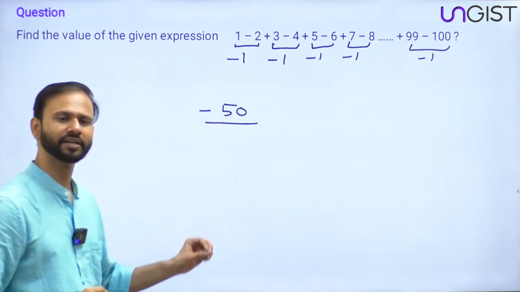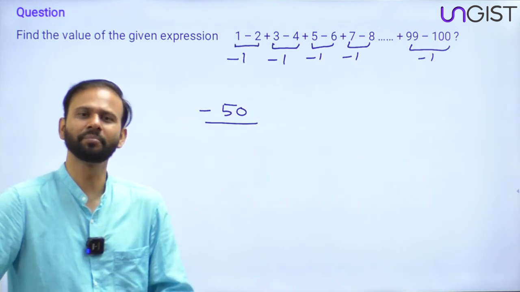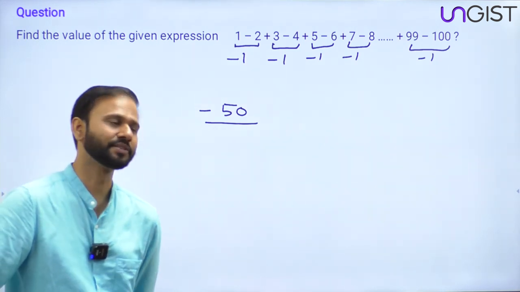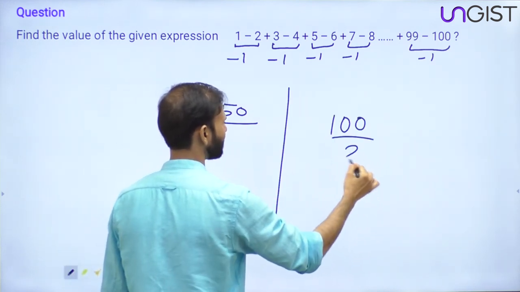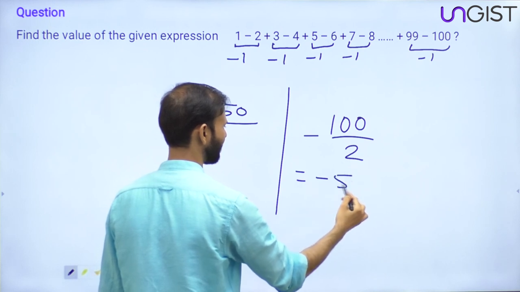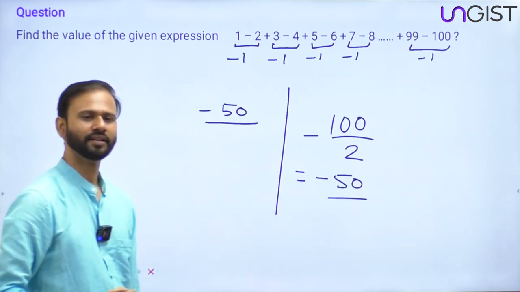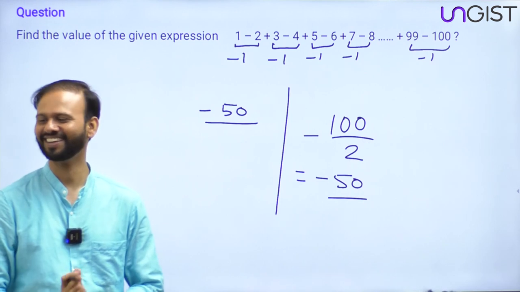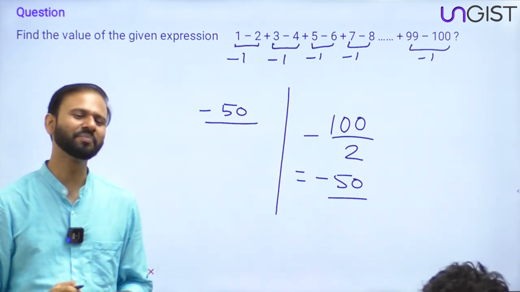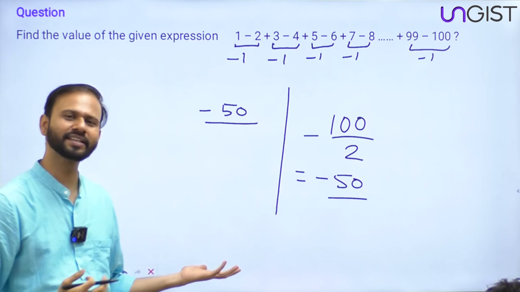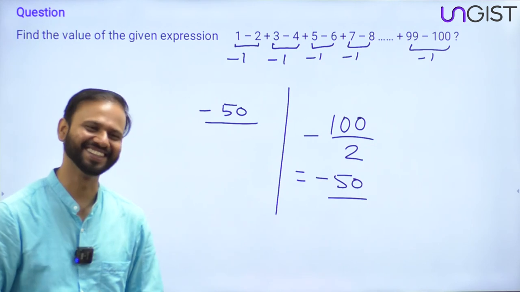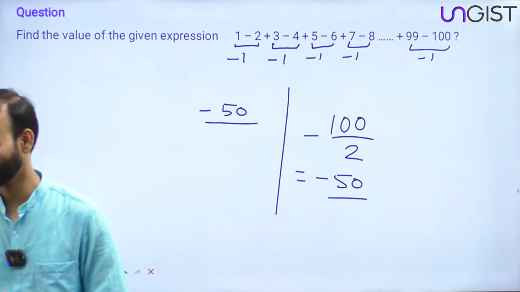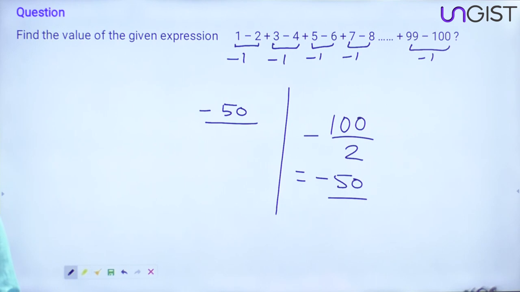Okay, everyone, every pair is giving you minus 1, and total 50 pairs are there, so the answer is minus 50. So the total number of pairs is 100 by 2 with a minus sign. This is the answer. The answer is minus 50. Guys, this question was very simple actually. You never looked at it from this perspective. This was the problem. Now look at it from that perspective, okay?